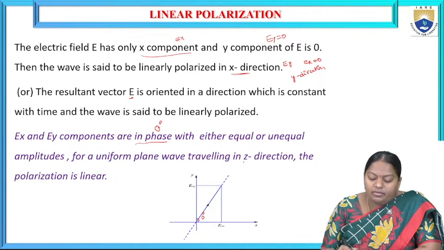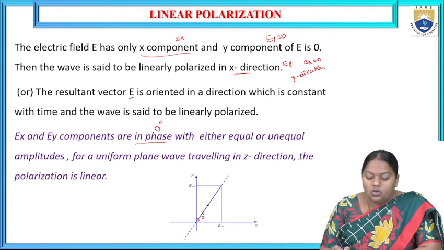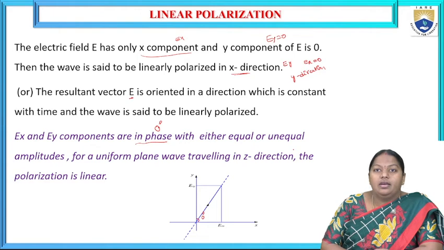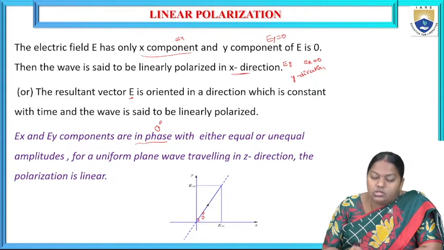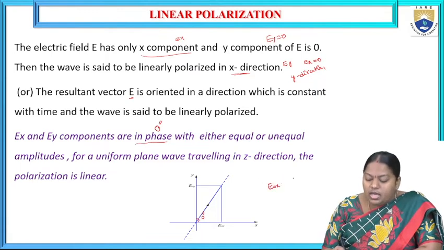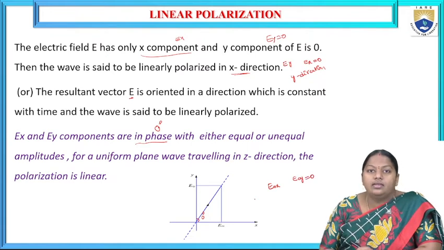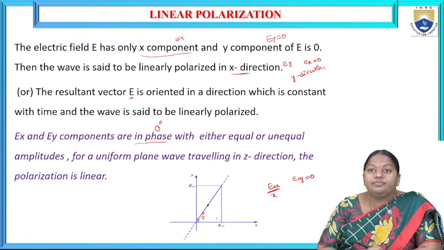For a uniform plane wave traveling in the Z direction, the polarization is said to be linear. We represent the components as E0x and E0y. Firstly, how are we going to define it? If the electric field E has an E0x component and the Y component is 0, meaning E0y is equal to 0, then the wave is said to be linearly polarized in the X direction.